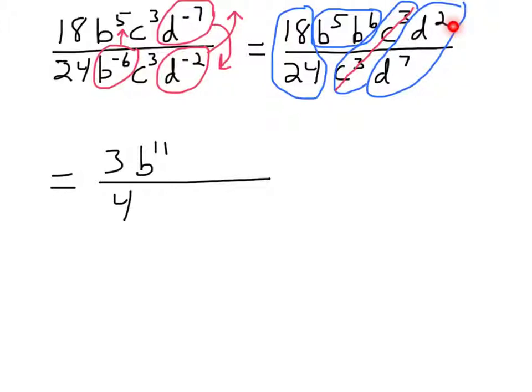Always take the larger power, 7, and subtract the smaller. So 7 minus 2 will give you a positive 5. And then put the answer wherever the larger power was originally. Since the larger power is in the bottom, that means we'll write our answer in the bottom. So we'll have a d to the 5th on the bottom.